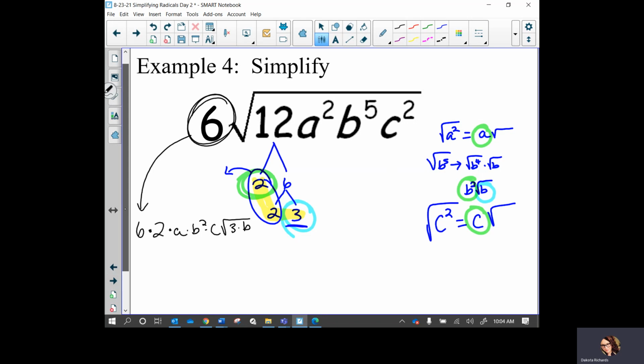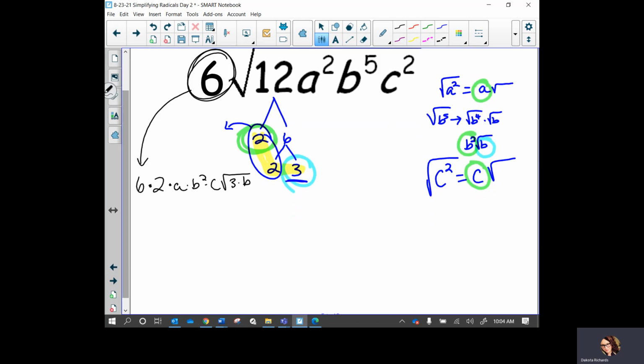So let's put this all together. 6 times 2 is 12. A times b squared times c is just a b squared c. And that's a b, I know that looks like a 6. On the inside is just 3b. Okay, and that is your final answer.